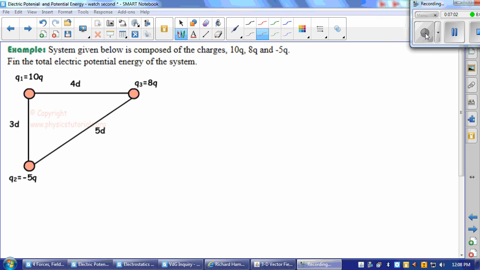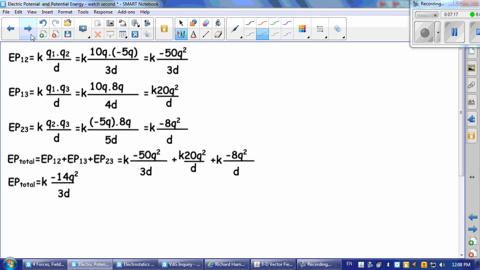Now, we're going to go through this example fairly quickly because it's pretty basic. If you have three charges, 10Q, 8Q, and negative 5Q, in a right triangle separated by whatever distances, and I ask you to find the total energy of the system, all you do is find the energy between each one. This is the energy between 1 and 3, using the equation KQ1Q2 over R. I'm sorry, this was 1 and 2. This is 1 and 3, and then this would be 2 and 3.